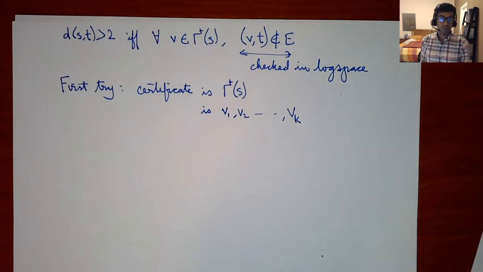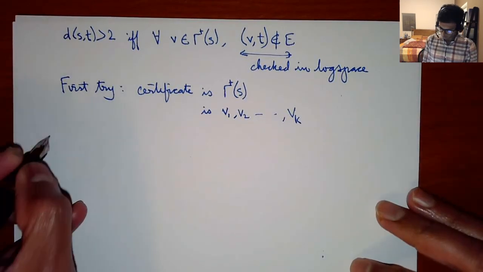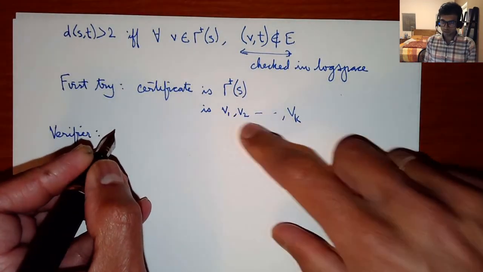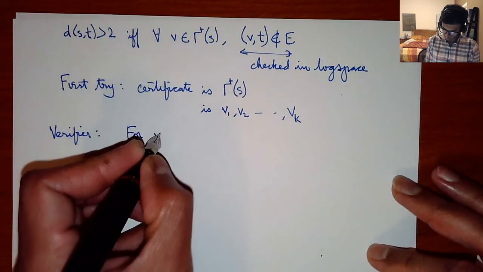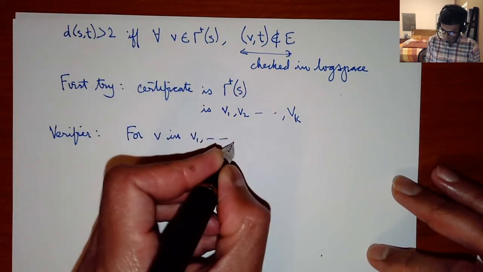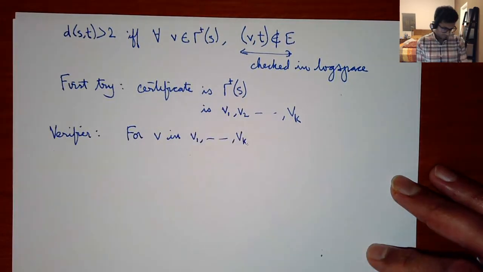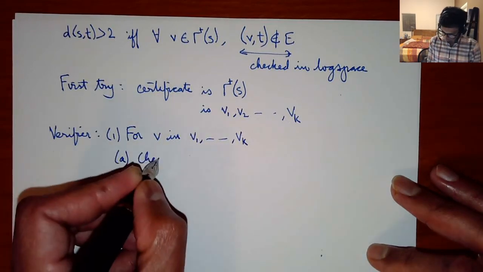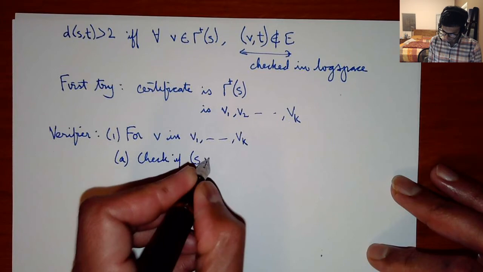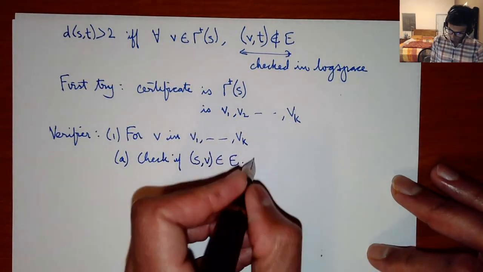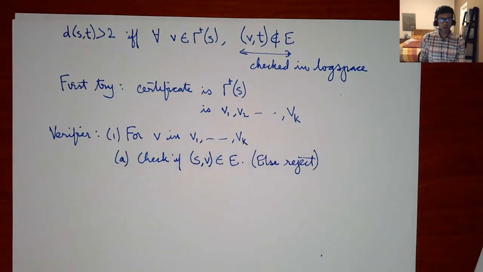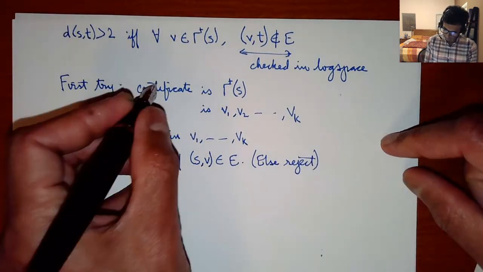We need to check that the certificate is actually correct. We need to be able to validate it through a log space machine. So let's see what the verifier does. The verifier can just go through each of these. For V in V1 to Vk, the first step is to check if SV is an edge, else reject, because then that means the certificate is faulty. It expects the certificate to be exactly the neighborhood.